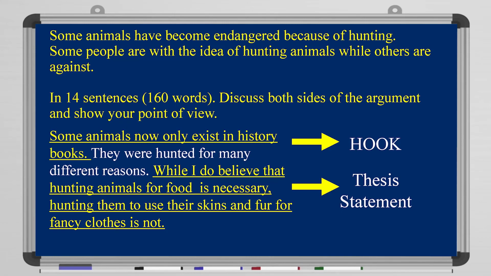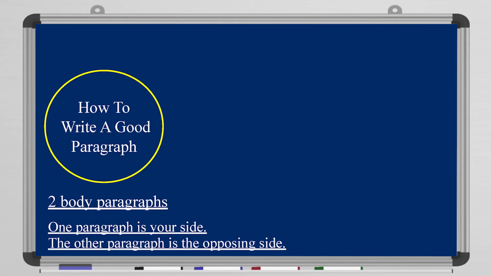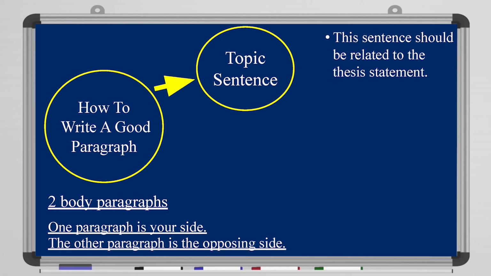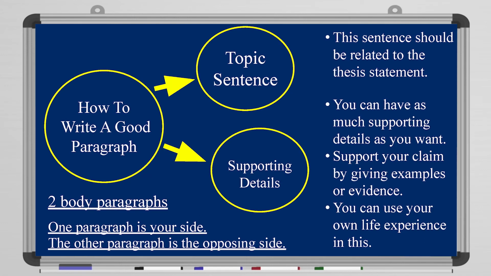Okay? Now let's look at how to write a good body paragraph. You need 2 body paragraphs. Okay? So for the first one, I need you to write the topic sentence, which is a sentence related to the introduction. Then what I need you to do is put in the supporting details. For the supporting details, you can put as much as you want, but give me examples, give me proof, show me that what you are saying is correct. Okay? Very good. So let's look at this example.